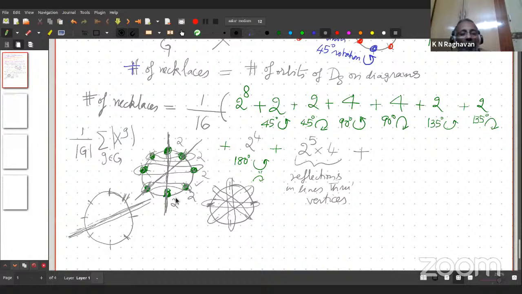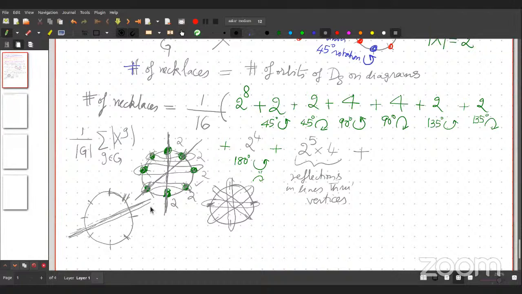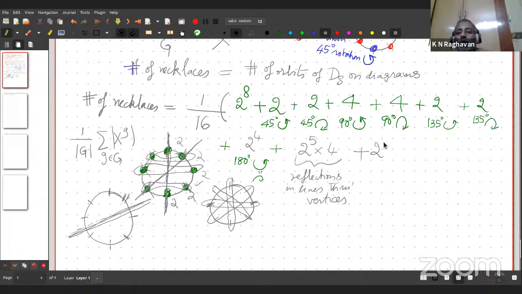What about these? Apply the same logic. It is the same logic. 2 raised to the power 4. Very good. Now we can do this. And there are 4 of them. The same logic applies to any one of them. Now we are close to getting the answer.